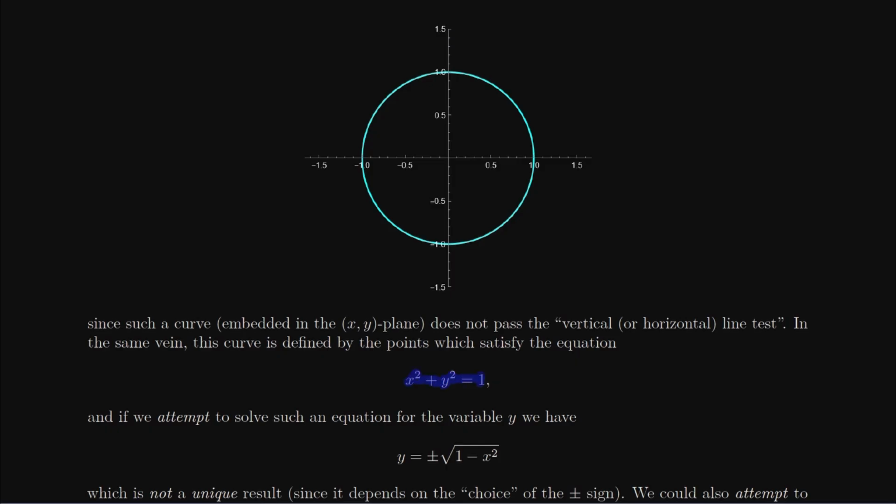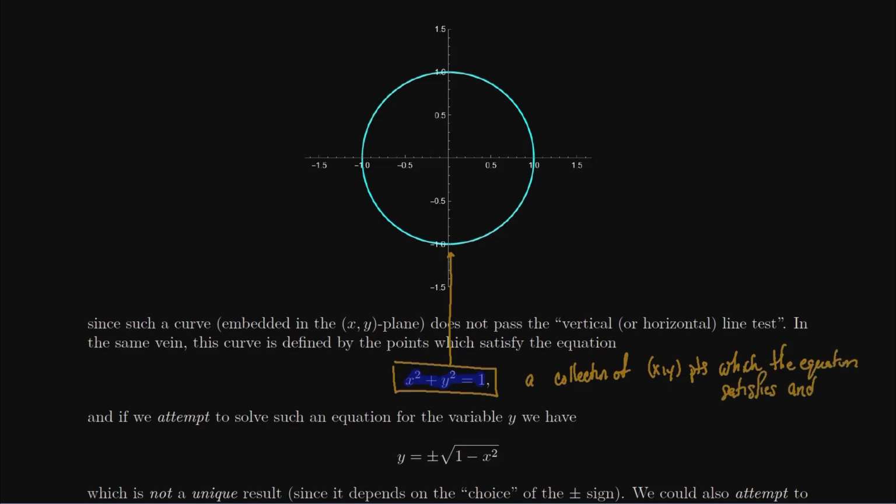However, there is some version of an implicit function that we can use to represent the curve, right? x squared plus y squared equals 1 is, of course, a collection of (x, y) points which satisfies this equation, and if we plot all solutions, we get exactly the unit circle.